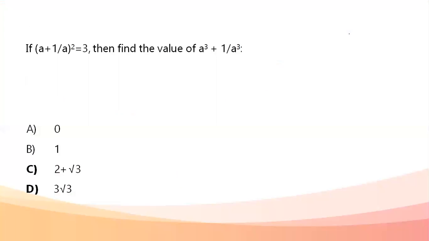So the first question that is given to us is (a + 1/a) the whole square is equal to 3. Then the value of a³ + 1/a³ is being asked. So we're going to begin from here only. (a + 1/a) the whole square is given to me as 3. I can find the value of a + 1/a and it is going to be root 3. Now, let's try to reason out a³ + 1/a³. Okay, so a³ + 1/a³ I need to find out.